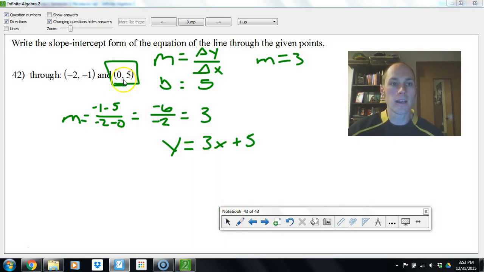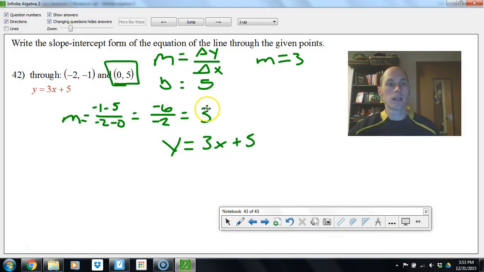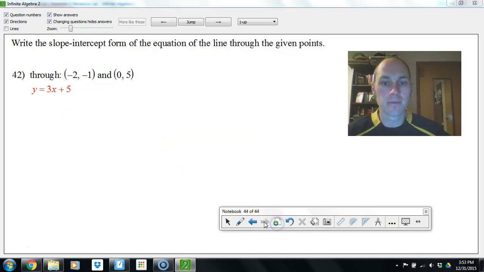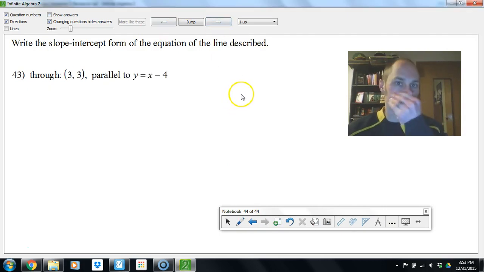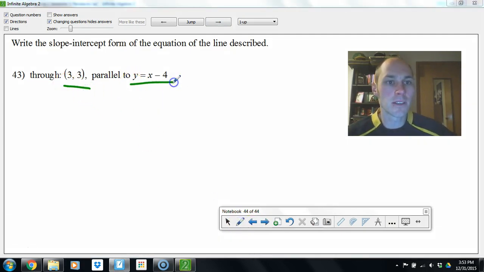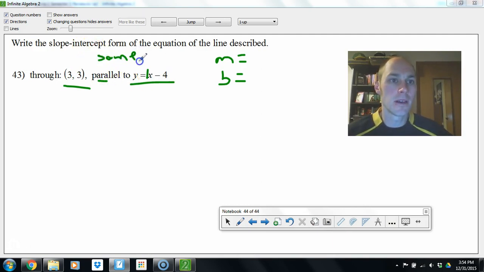And keep in mind, if I wasn't given my y-intercept, I could still find it by the process we did in the previous problem. So just plug in one of these points in my x and y, solve for b. All right, so let's find this equation. It goes through 3, and it's parallel to y equals x minus 4. Keep in mind, two things we got to find are slope and intercept. In this equation, this slope is 1. It's 1x. Parallel lines have the exact same slope. So if it has the same slope, I know my line will have a slope of 1 as well.